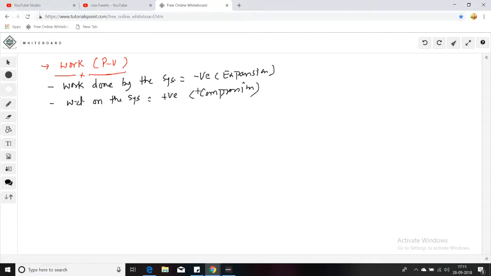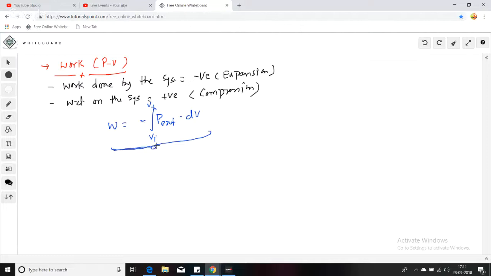Now, whatever the process we have, you must have seen various expressions of work done in different processes. But the basic formula of work done is W equals minus P external into dV, where the volume changes from Vi to Vf, initial to final volume. This is the only formula of work done we have.